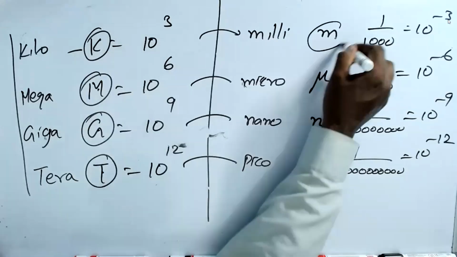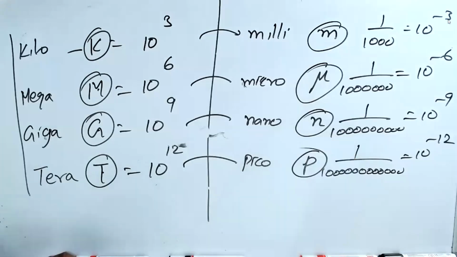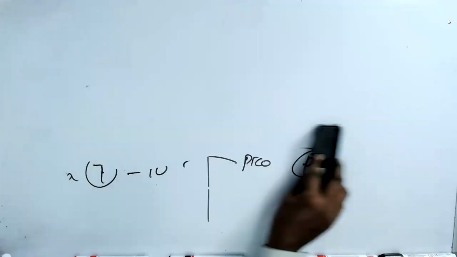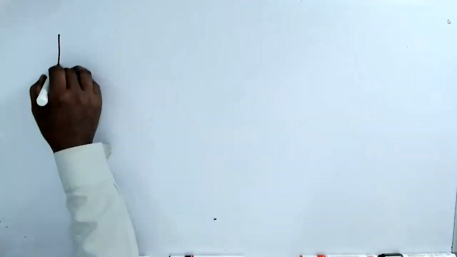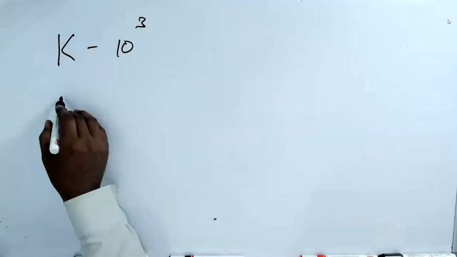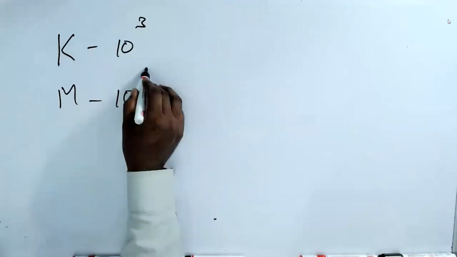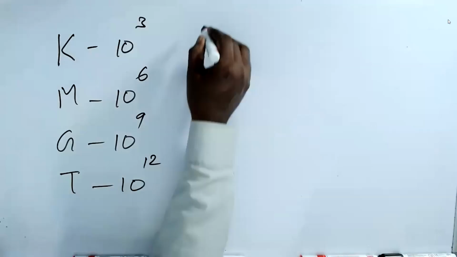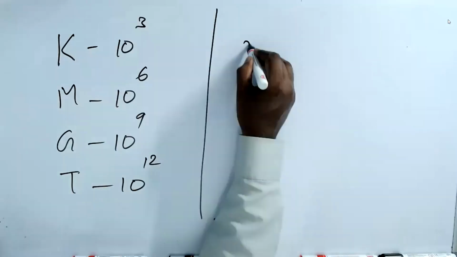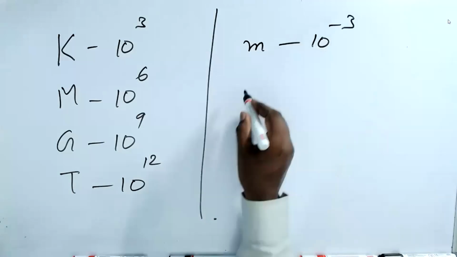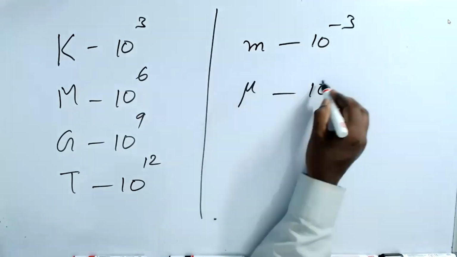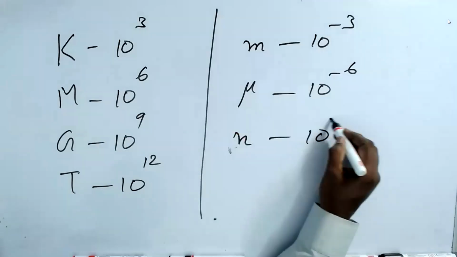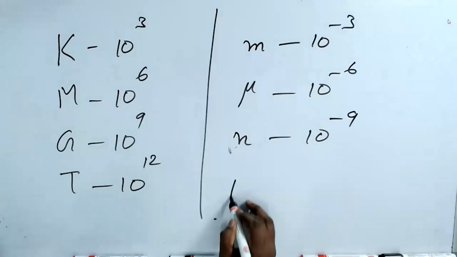Now you can erase all these things. Let me tell you the symbols. K, 10 power 3. Mega, 10 power 6. Giga, 10 power 9. Tera, 10 power 12. Milli, 10 power minus 3. Micro, 10 power minus 6. Nano, 10 power minus 9. Pico, 10 power minus 12. Done now.